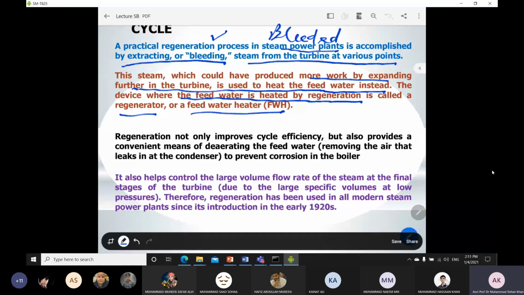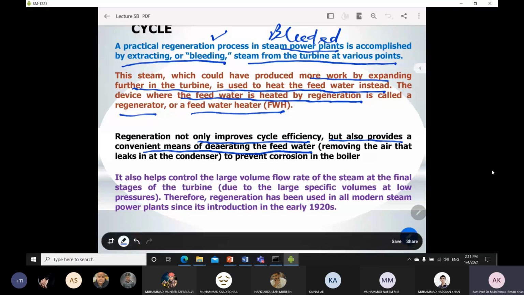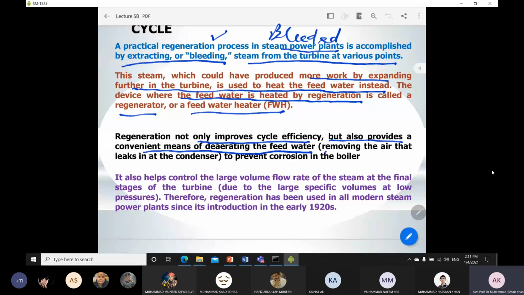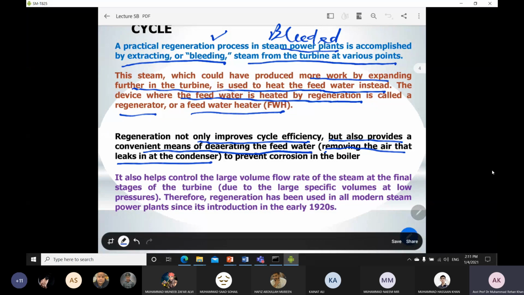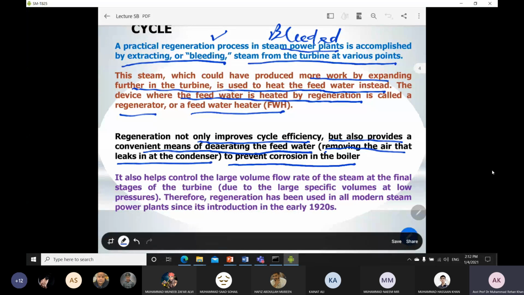Regeneration not only improves the cycle efficiency, but also provides a convenient means of de-aerating the feed water. So what is the meaning of de-aeration? De-aeration means removing the air that leaks into the condenser. If there is excess air, there will be a chance of more corrosion. So if we add the regeneration process, it will prevent corrosion in the boiler also, which is a positive thing about the regeneration process.